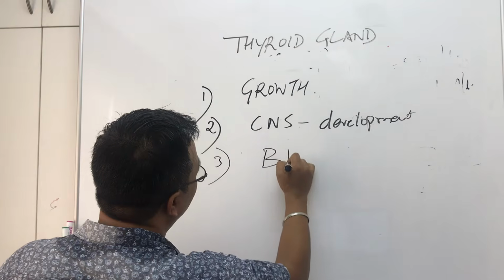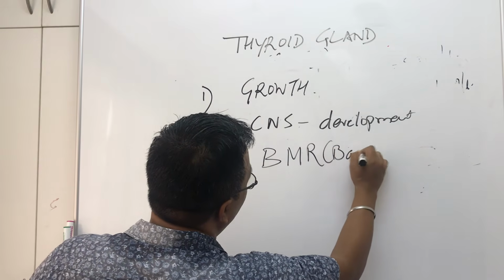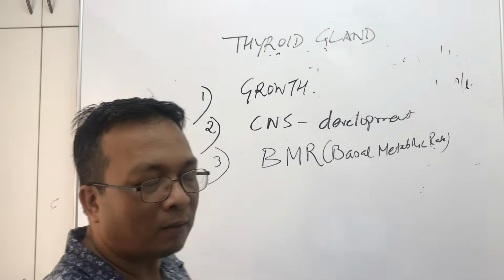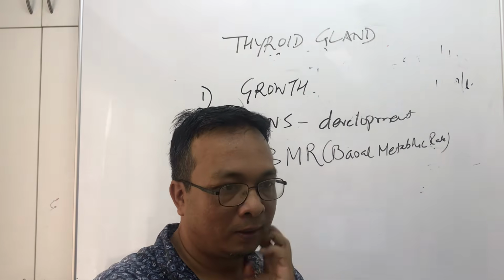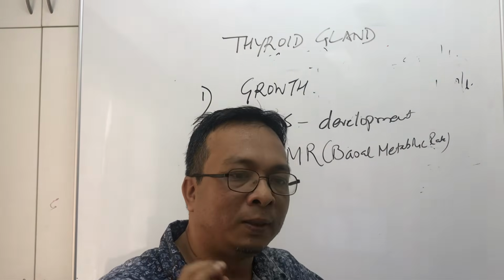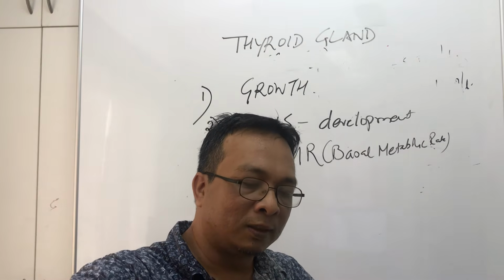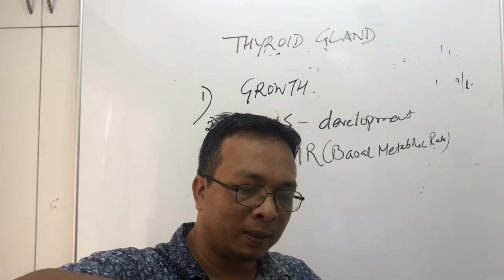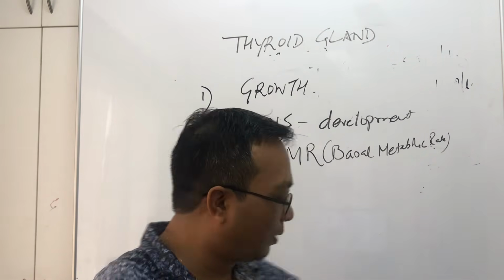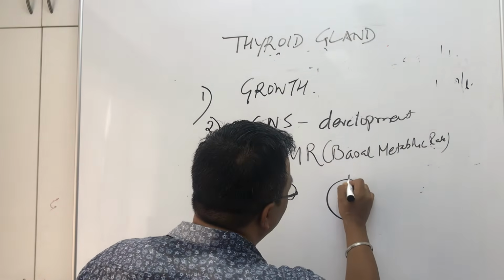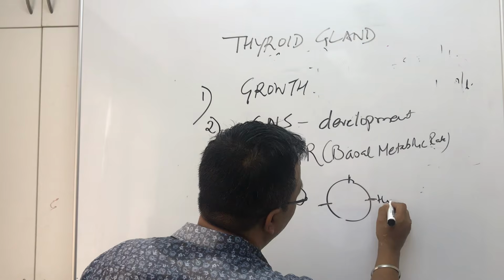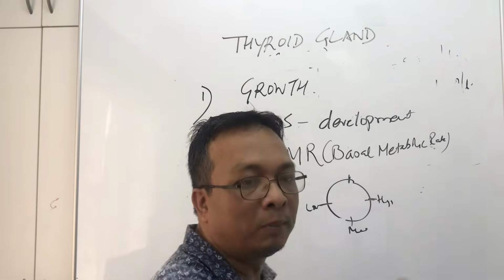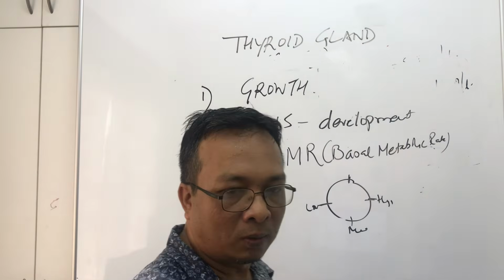It controls the BMR, basal metabolic rate. So what is basal metabolic rate? Anything you are burning in your body. If you are cooking in the kitchen, you have a gas knob, right? You are burning the gas, and you have a knob. You can make it high flame, medium or low flame. When you put the high flame, the gas will burn more. When you have low flame, the gas will burn less, right?